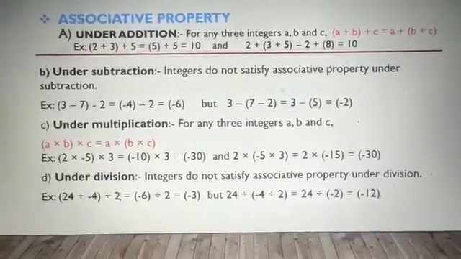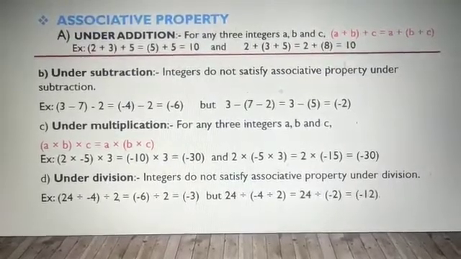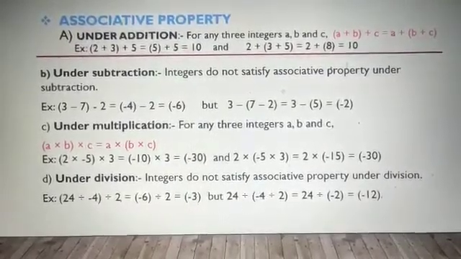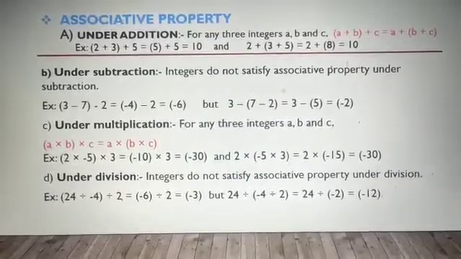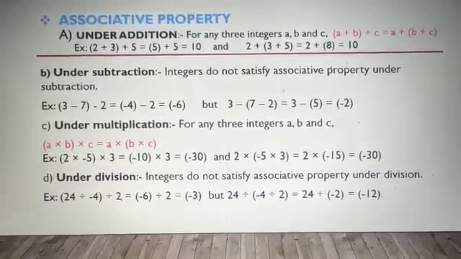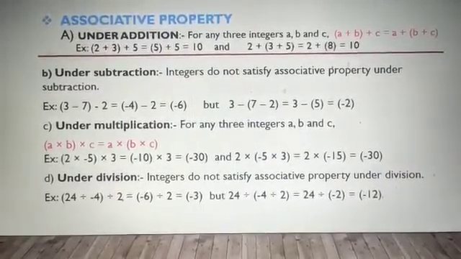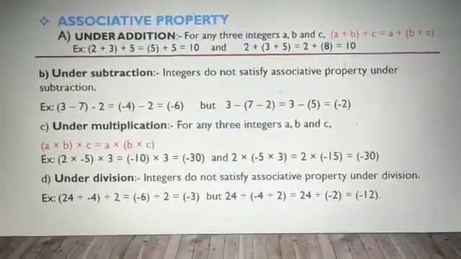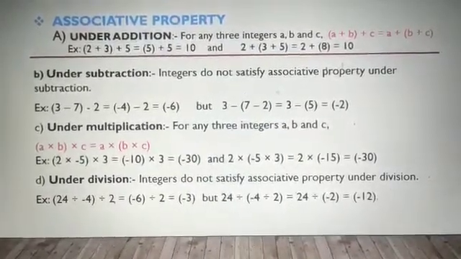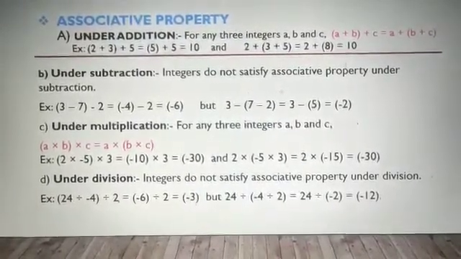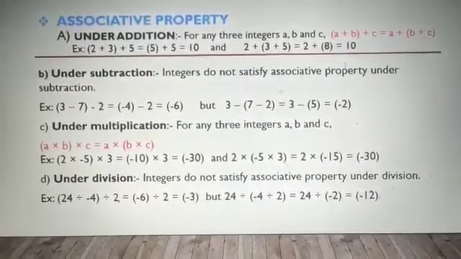But when I multiply minus 5 and 3 first, then also I get the answer as minus 30. That is, while multiplying integers, again the order does not matter. Now under division, integers do not satisfy associative property under division.